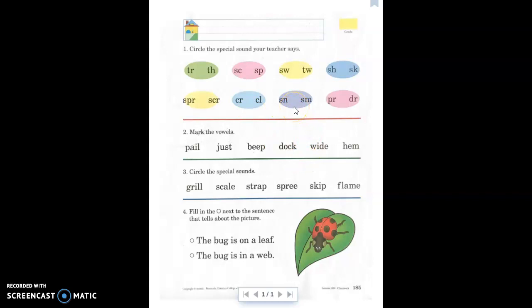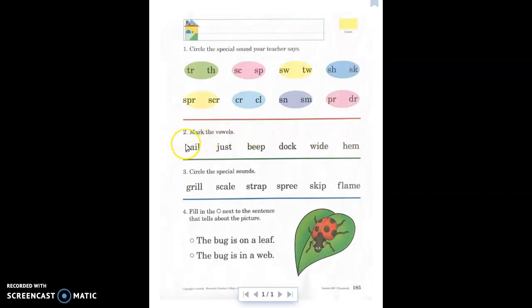Please go to the purple oval and circle the blend that says sn, like in snack. And finally, go to the pink oval and circle the blend that says dr, like in the word drum.